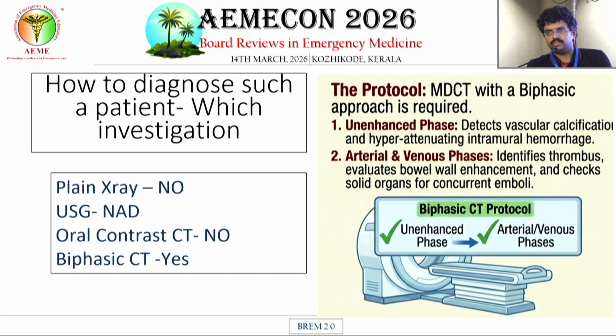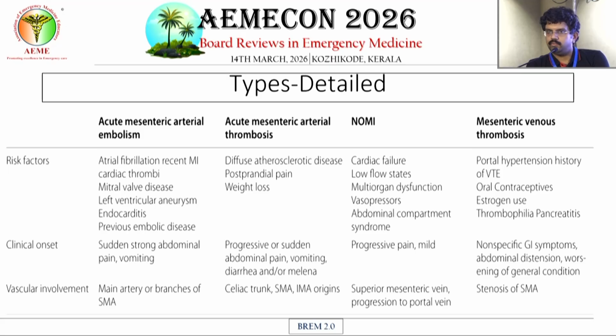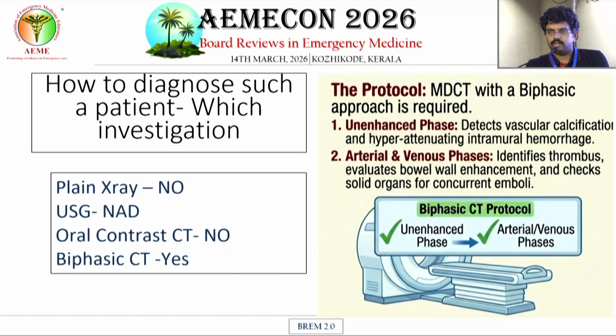So how to diagnose? Any imaging? X-ray will be normal in most cases. Ultrasound again will be normal. Oral contrast is not advised because the patient will present with signs of obstruction. Biphasic CT is advised, and the unenhanced phase will screen for vascular calcification and hyperattenuating intramural hemorrhage. And later in the arterial and venous phase, we can find whether there is any thrombus, bowel wall enhancement, and look at other organs for any concurrent emboli.